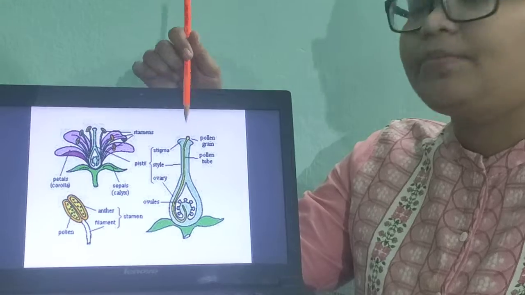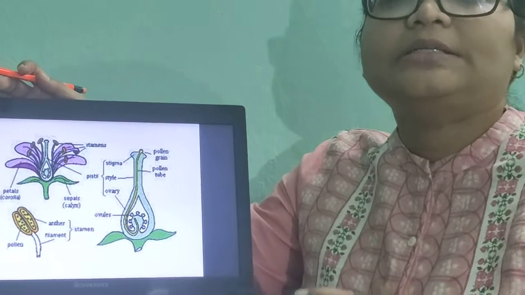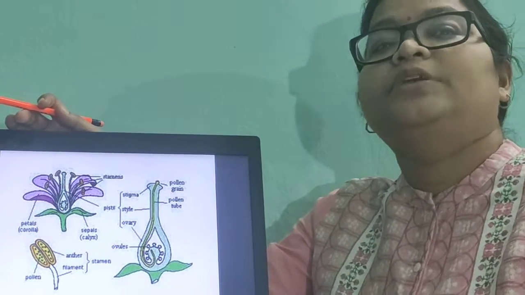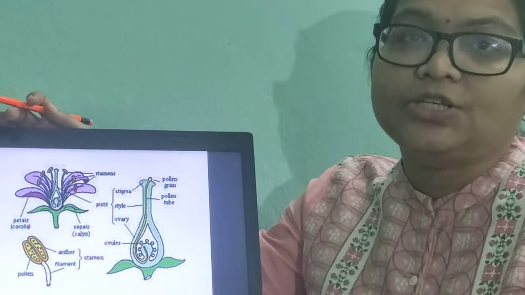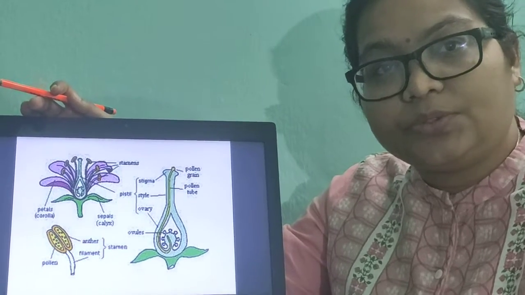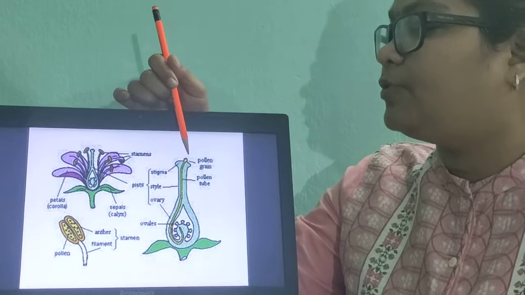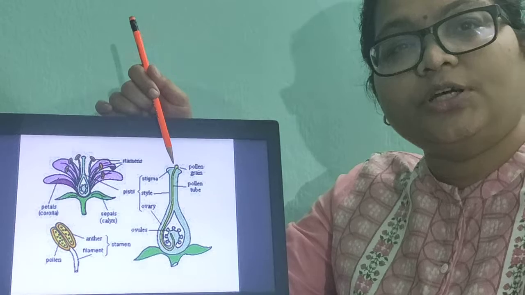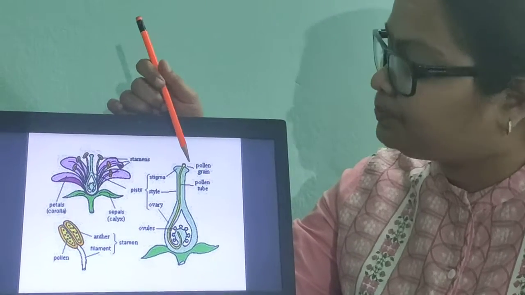So this stigma usually appears sticky in nature. Why? Because it usually consists of a nutritive fluid which is absorbed by the pollen grain for its germination and growth of the pollen tube. Clear? So stigma is responsible as a platform for the landing of pollen grain and for providing nutrition for the germination and growth of the pollen grain into the pollen tube.